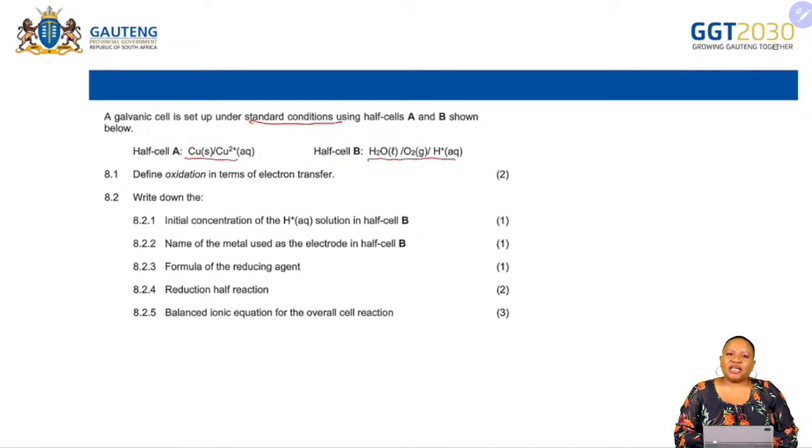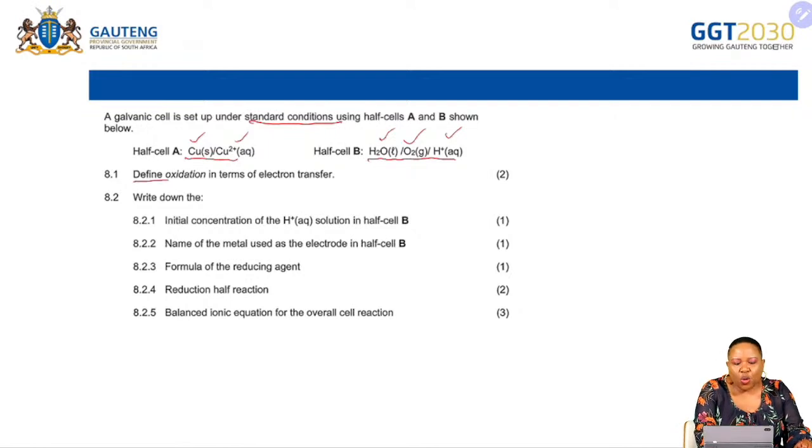What is important is that for each half cell, you need to see which species are given. Like if you look at this one, it is Cu and Cu2+. So immediately when you go to your standard reduction potential table, you need to look at the half cell that will give you Cu and Cu2+. Also, when you look at this one, it has H2O, O2, and H+. Also, when you go to your standard reduction potential table, you need to make sure that all these species are specified in that specific half reaction.